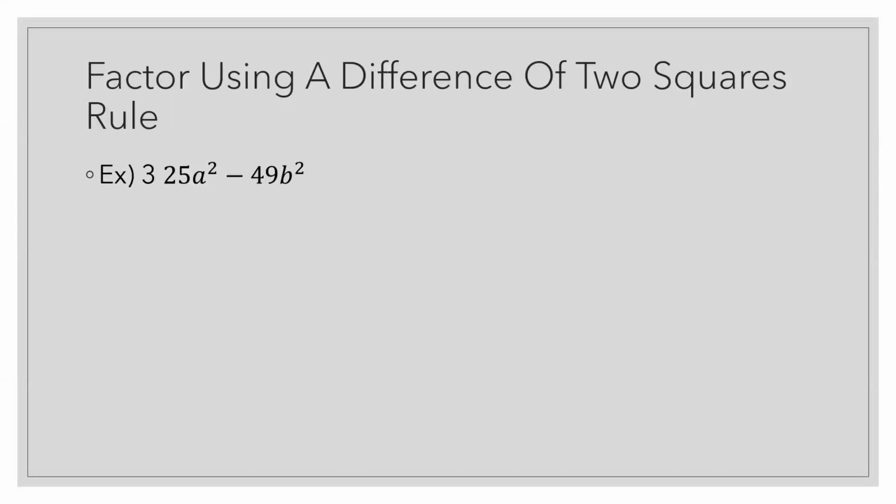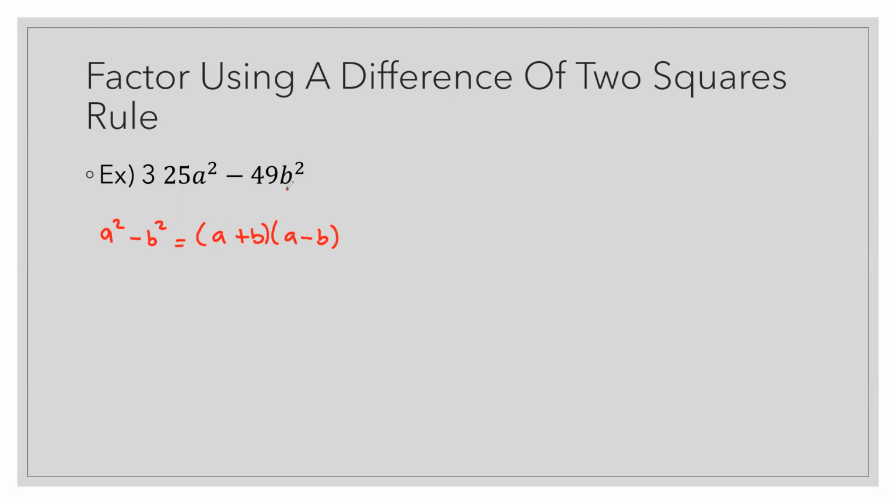Hi, so this is going to be part two of factoring using difference of two squares. So let's just finish this up. On example 3, we have 25a squared minus 49b squared. What would that be? So I'll write the rule again. Difference of two squares is a squared minus b squared equals a plus b, a minus b, right?